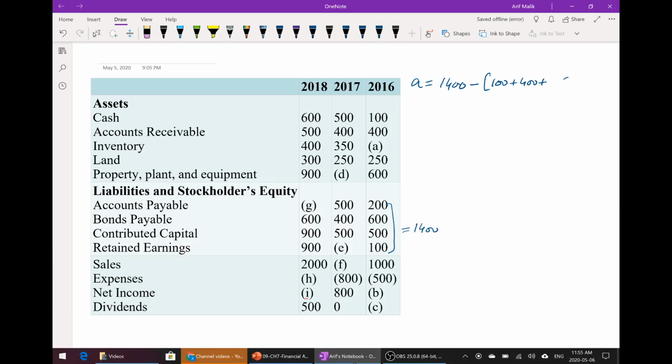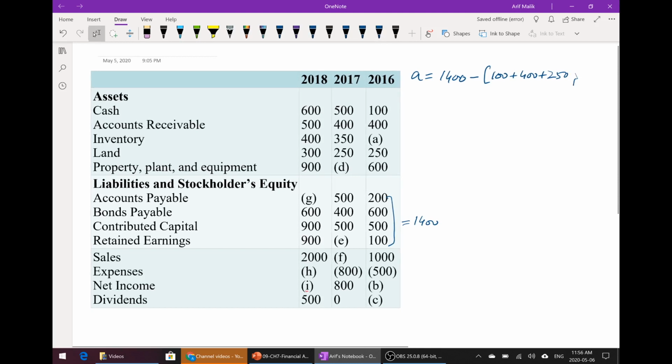Okay, let me clear it up. Plus 250 and plus 600. So what we get is A is equal to 50. Okay, so we got A. Now let's try to work out B and C. Working out B is easy.